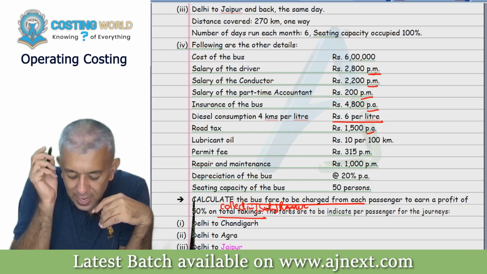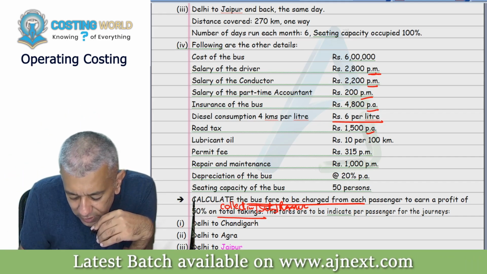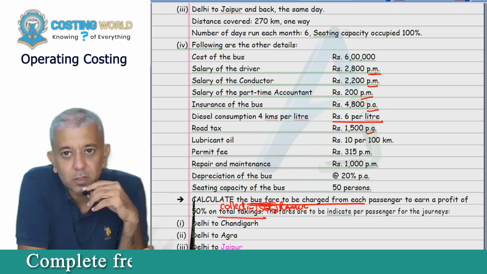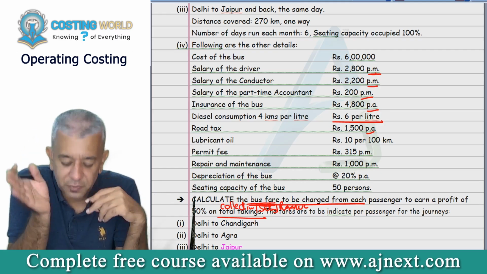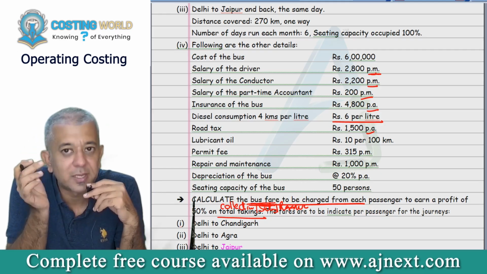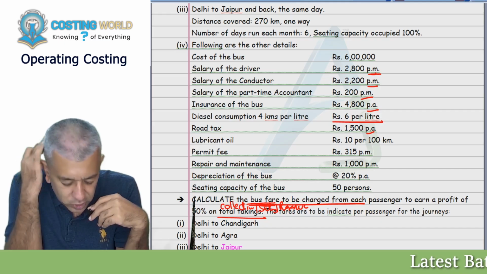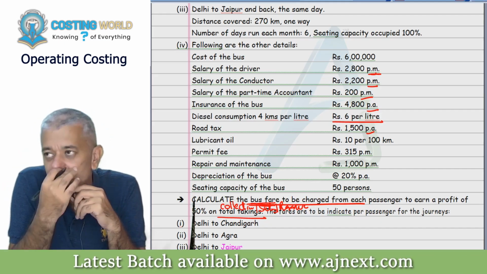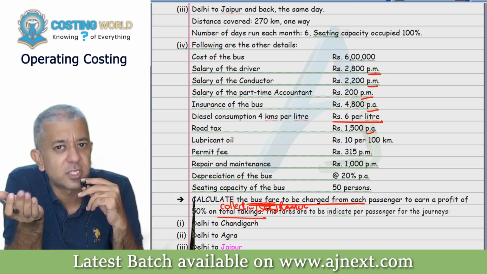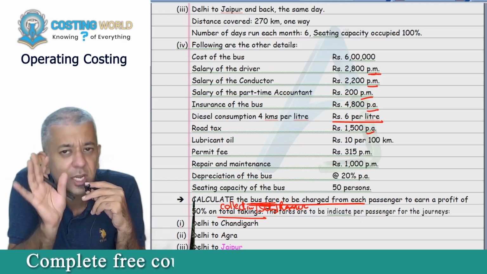So I am just trying to think, let's try to calculate, in this case, things per passenger kilometer. Now see, can everybody speak this word a bit loud? Calculate the, what is written there? Bus fare to be charged from each passenger. Now, can we say whenever we are going to be charging the passengers, we will also be charging our profit, no, in middle?